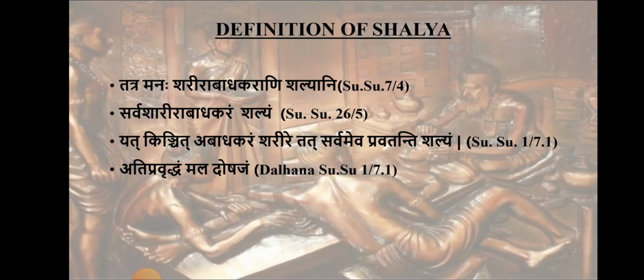And next is adi pravrutham mala doshaja. So we know the dosha, dhatu, mala, everything is something which is normal to the body. But when this mala or dosha or dhatu is in a stage of adipravritha, that is in a vritti stage, that can also act as shalya. Okay, that is mentioned here under the definition heading.